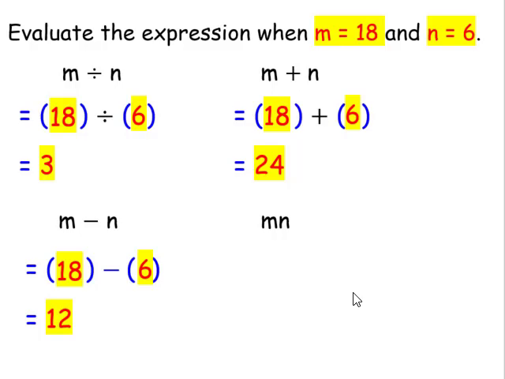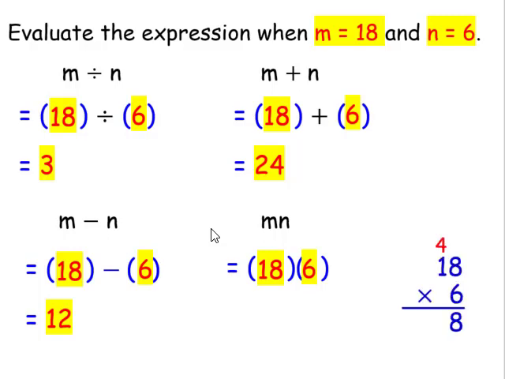In our next case, this is the one that causes a lot of issues. When we see mn and there's nothing next to it, this means when we evaluate using parentheses, remember parentheses means multiplication. So when you see this, it reads as m times n. And this gives us 18 times 6. 18 times 6, when we work it out, 6 times 8 is 48, carry the 4. 6 times 1 is 6, plus 4 is 10, so 108.